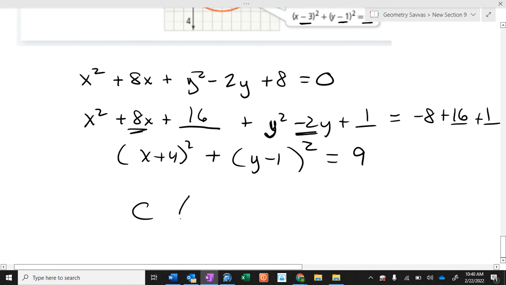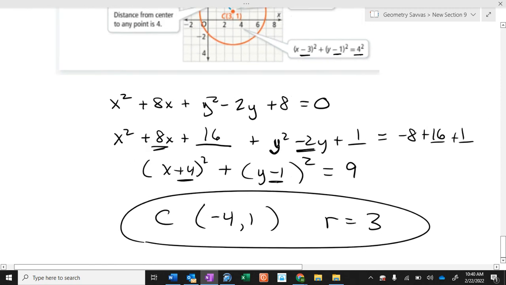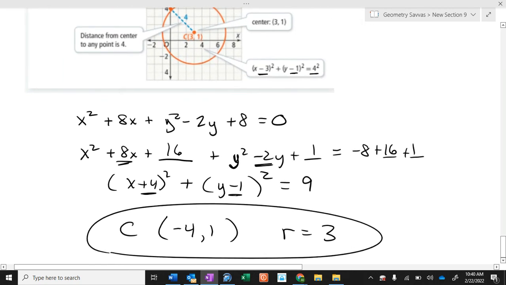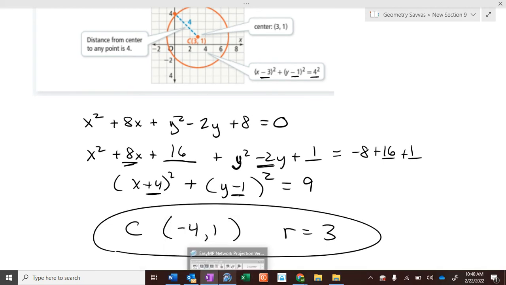So where is our center on this one? Opposite and opposite. So negative 4, positive 1. What's our radius? Not 9. It's the square root of that, which is 3. Okay? So I'll make this just a little bit smaller. And I'll leave that up.